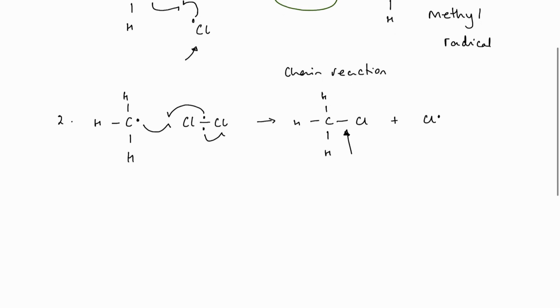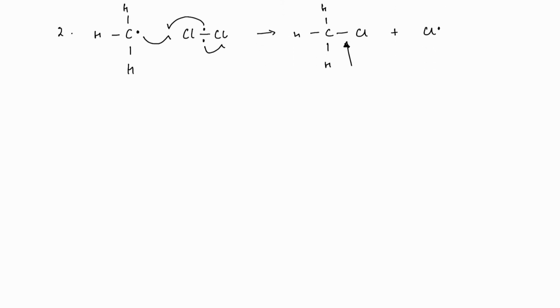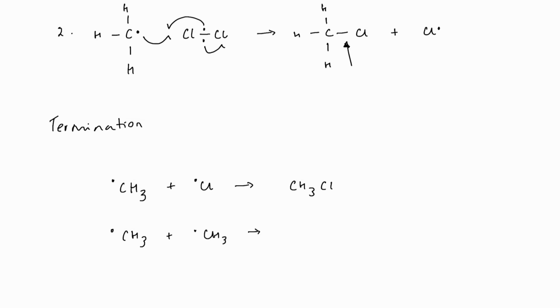And the third and final stage of our radical substitution mechanism is termination. And in a termination step, we have two radicals meeting and forming a non-radical, so the chain reaction is ended. And there's various possibilities. We could have a methyl radical forming a bond with a chlorine radical to form more chloromethane. We could have two methyl radicals bumping into each other and forming ethane.